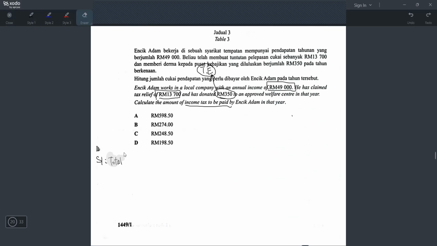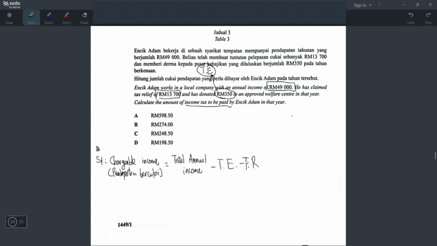Step 1 is to calculate your chargeable income. Yeah, chargeable income. Okay, so how to calculate chargeable income? Dalam bahasa Melayu, we call it pendapatan bercukai. Okay, so to calculate your pendapatan bercukai, you have to take your total annual income minus with the tax exemption and the tax relief. This is how you calculate chargeable income. This is step 1. What about step 2?